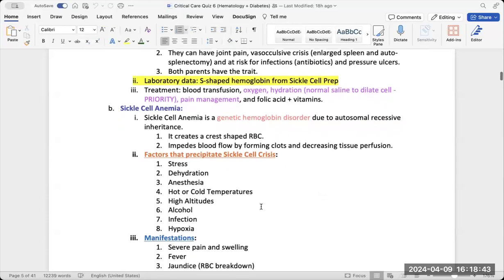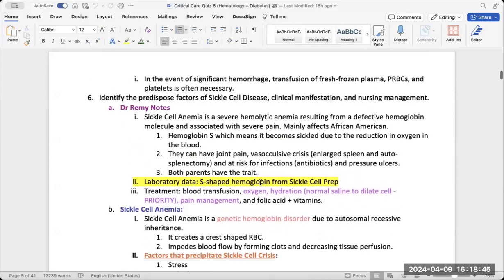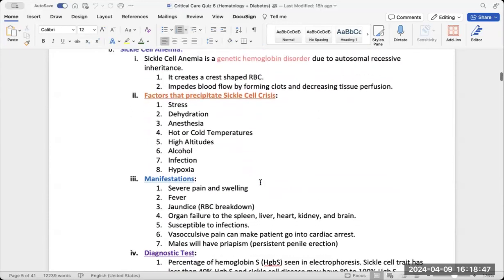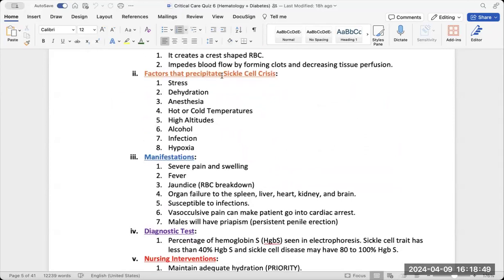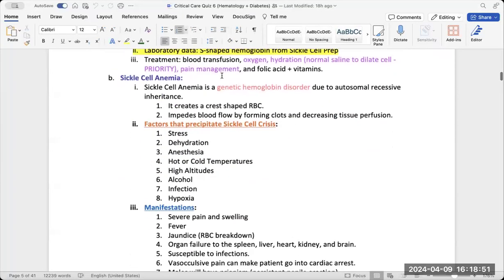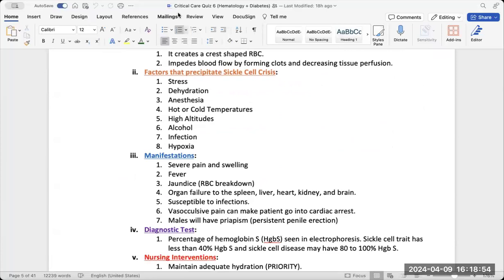Okay. And I just want to also talk about, which I don't think Dr. Remy specifically hit in this question, the factors that precipitate a sickle cell crisis. So anything that causes physical stress onto the body is going to precipitate a sickle cell crisis. Anything that's stressful, right? Actual physical stress can precipitate a sickle cell crisis. Dehydration is another reason why they can go into a sickle cell crisis. So they always need to be hydrated.